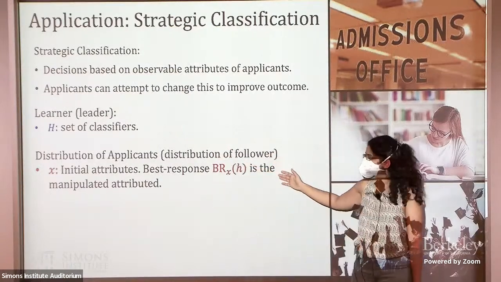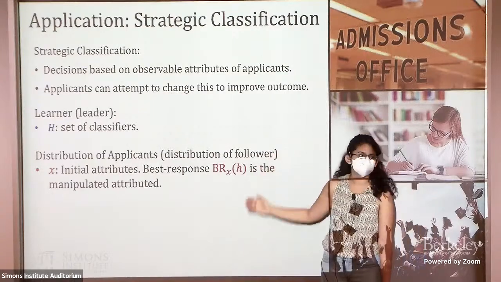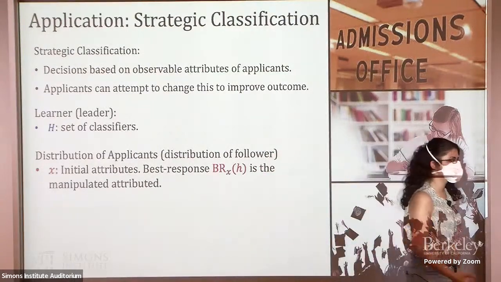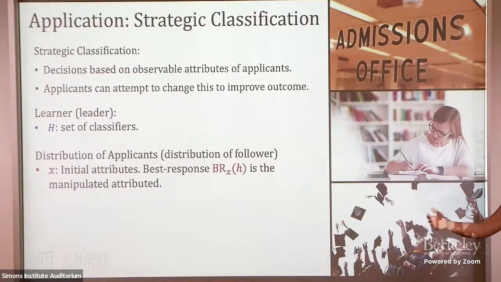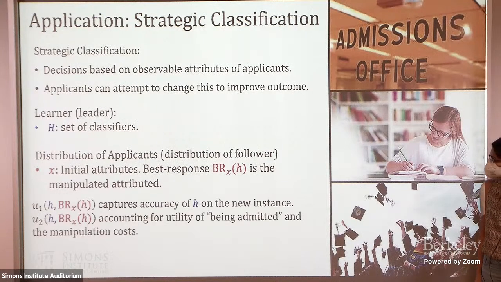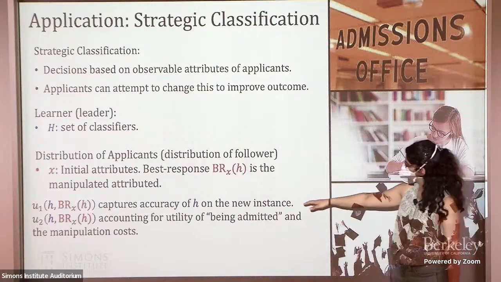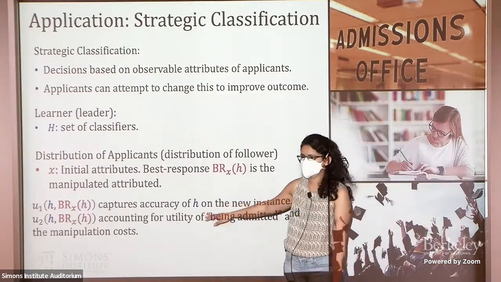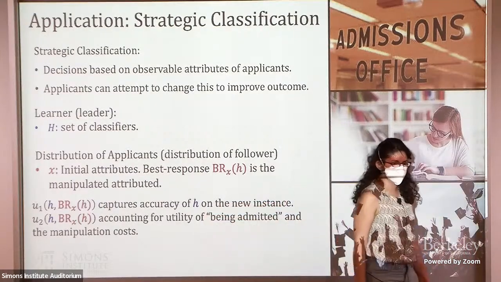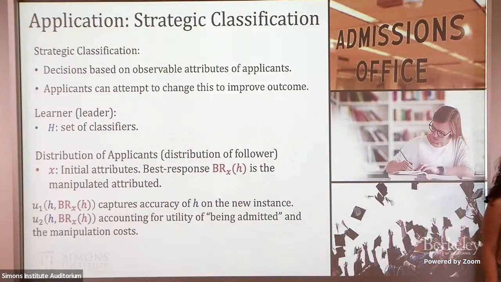Now, what does responding look like? Each follower has some initial representation, and they may have to pay a cost to change this a little bit. Maybe they're just changing the representation of their CV. Maybe they're taking some certificate courses. And then what U1 and U2 are capturing is either the accuracy of this hypothesis on the new representation versus the old representation.